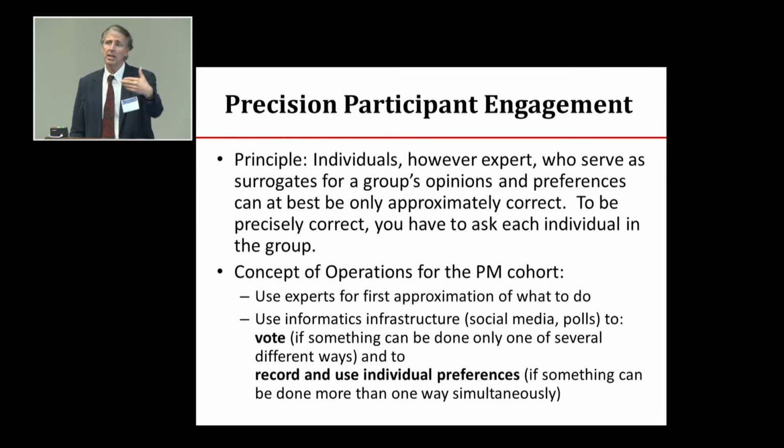And then, as we heard in Sharon Terry's description of her PPRN experiment, if you have multiple ways you can do something, then you would record and use those individual preferences for how it's done with respect to that individual participant, such as their permission set for use of different classes of data. Okay, that's my 90 seconds on precision participant engagement.